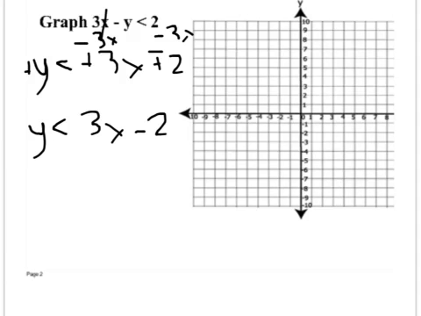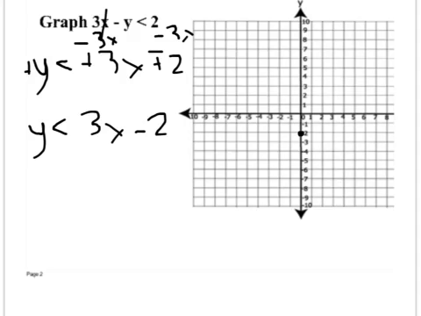Do we know how to graph y equals 3x minus 2? Yes. 3 is my slope. Negative 2 is my y-intercept. So do I know how to graph y is less than 3x minus 2? Yes, I treat it the same way. Negative 2 is my y-intercept, so I graph my y-intercept first. It's the constant that's by itself. Negative 2 is not going to change.